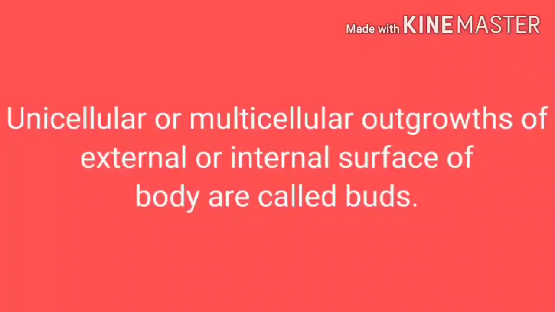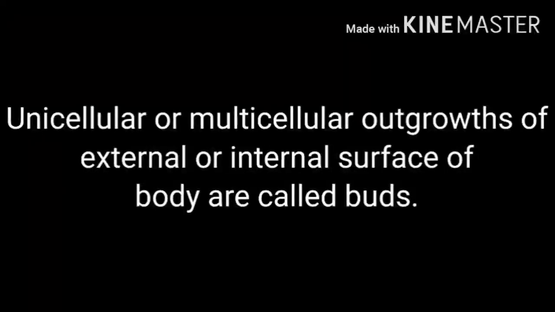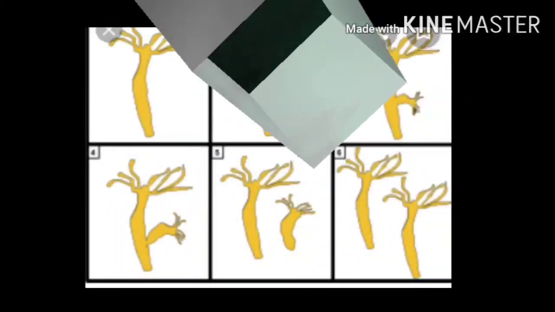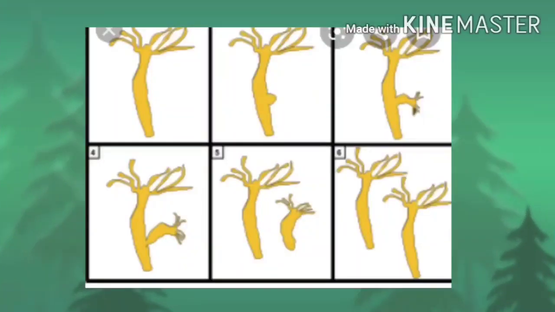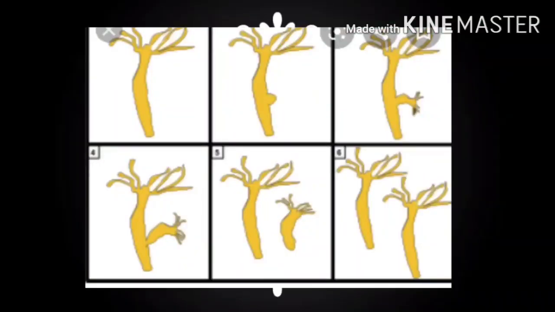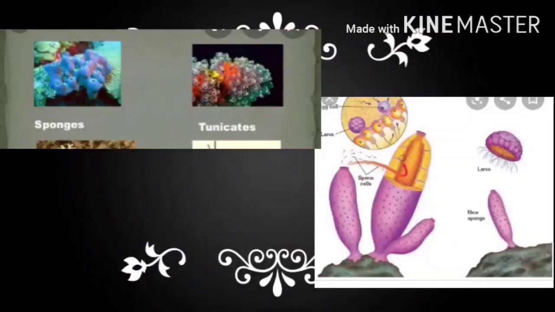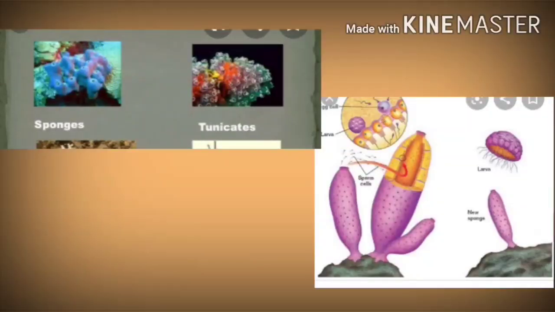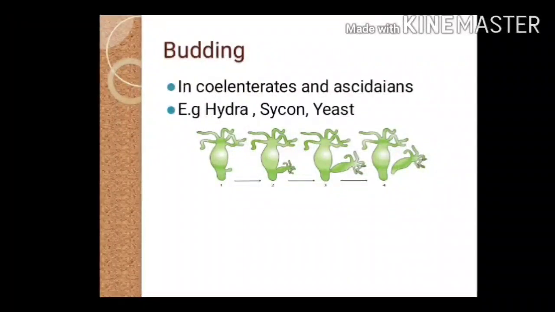Now the next topic is budding. Unicellular or multicellular outgrowths of the external or internal surface of the body are called buds. Each multicellular bud enlarges, develops the parental characters, and then separates to lead an independent life. Budding is found among sponges, cnidarians, and tunicates. There are two types of budding: exogenous budding and endogenous budding. Exogenous budding is known as external budding.